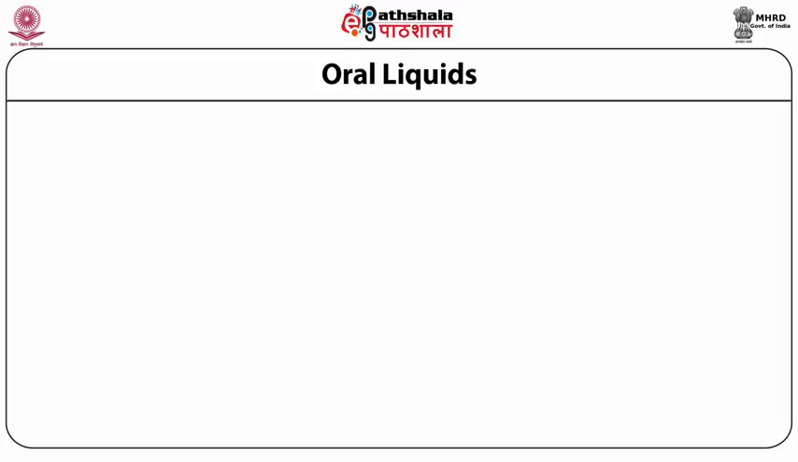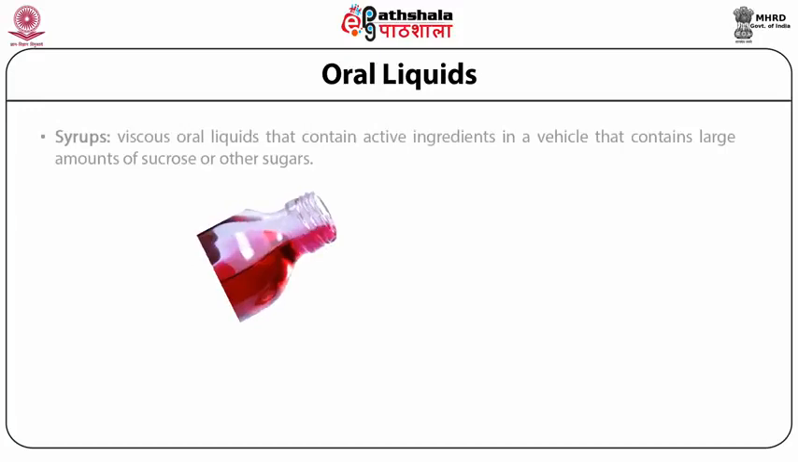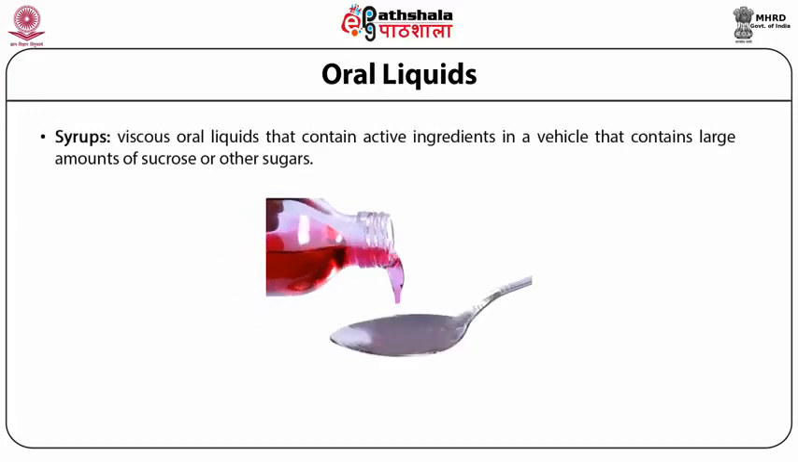The most important of these oral liquids is syrup. These are viscous oral liquids that may contain one or more active ingredients in solution. The vehicle usually contains large amounts of sucrose or other sugars to which certain polyhydric alcohols may be added to inhibit crystallization or to modify solubilization, taste, and other vehicle properties. Sugarless syrup may contain sweetening agents and thickening agents.